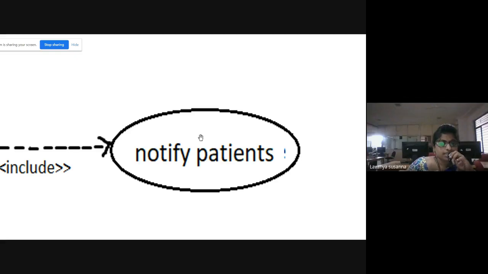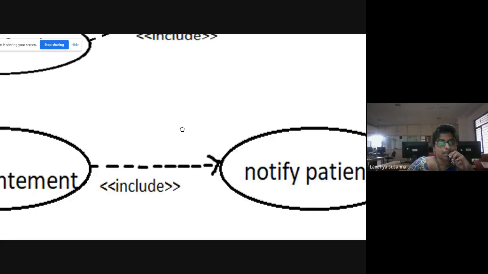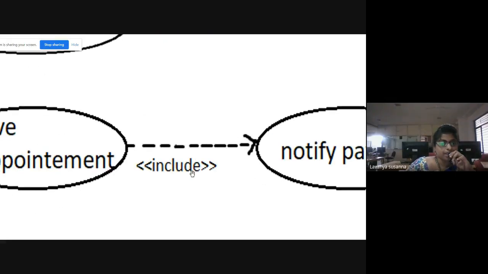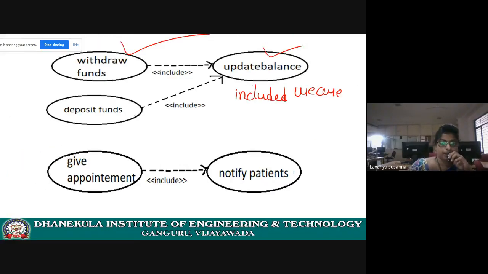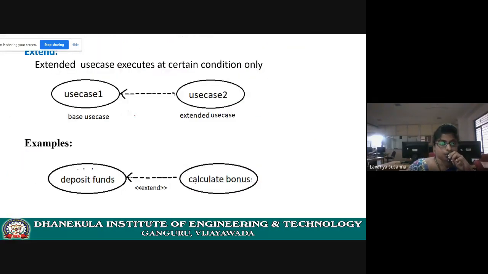Okay, now give appointment is called base use case, and next notify patient is called included use case. Now the included use case can be used by many other use cases also. Remember that include relationship will be in between use cases only. I hope you understood. Now let us go to the extended use case.